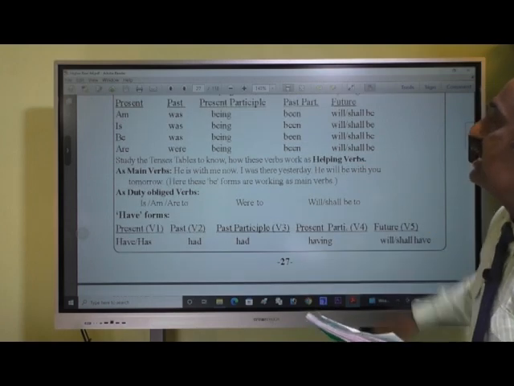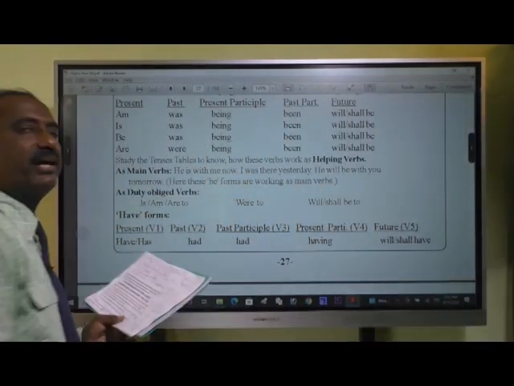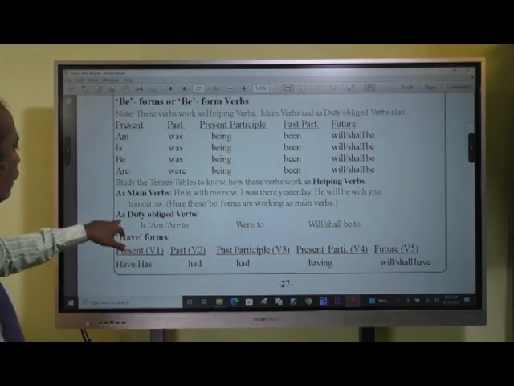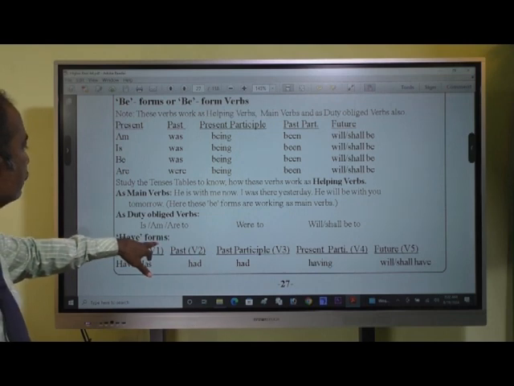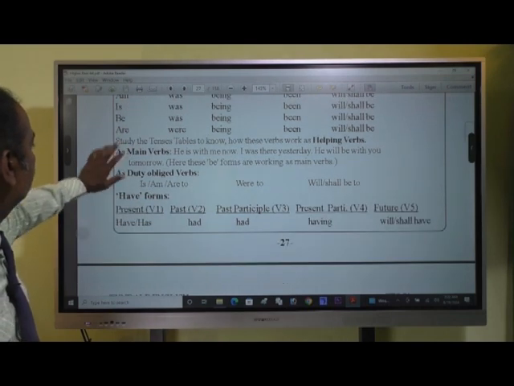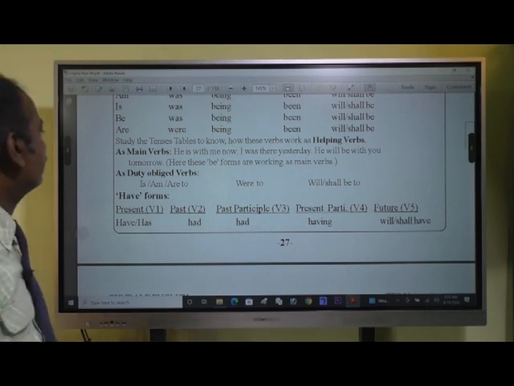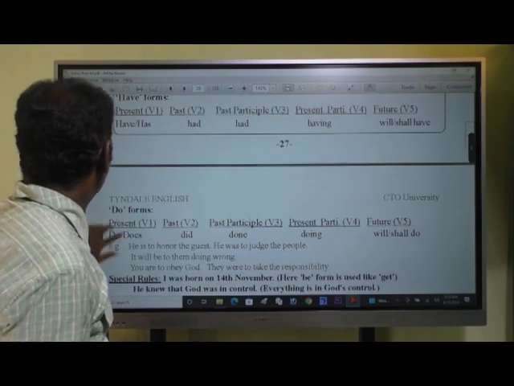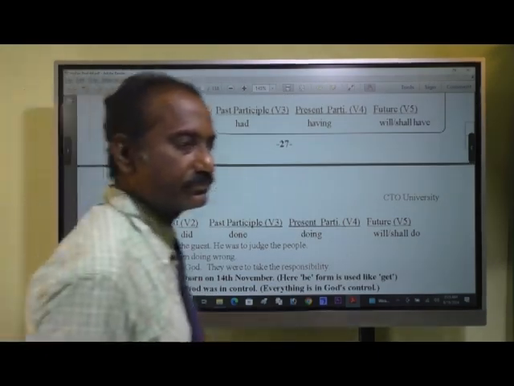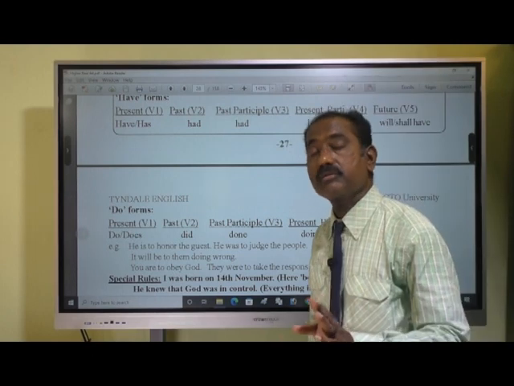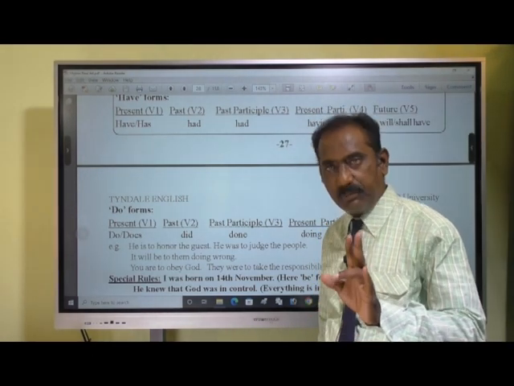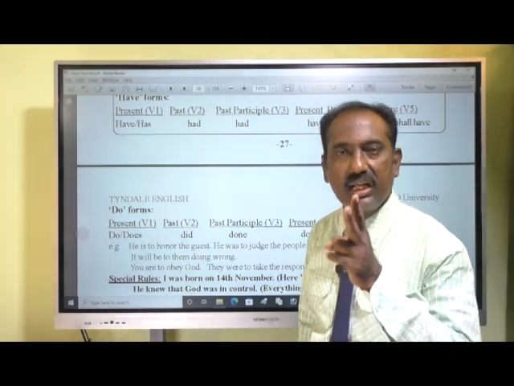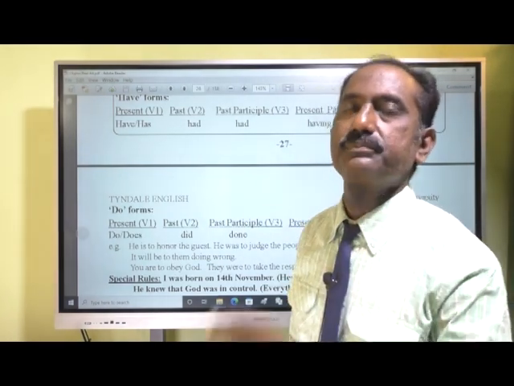Yes. These 3 are called primary auxiliaries. That means be forms, have forms, and do forms. There are 3 things: be forms, have forms and do forms. It is given here. These 3 are primary auxiliaries. Aux means having dual nature or dual feature.